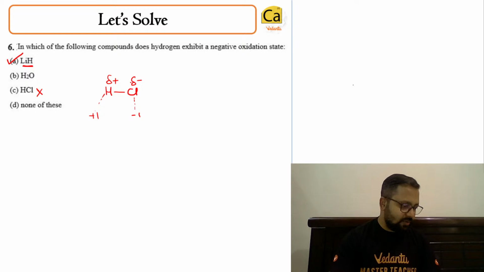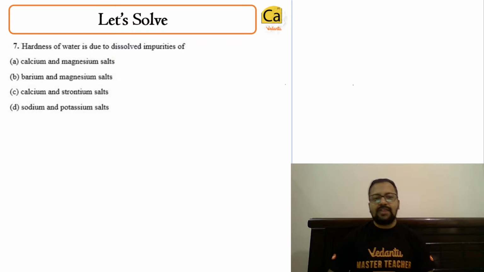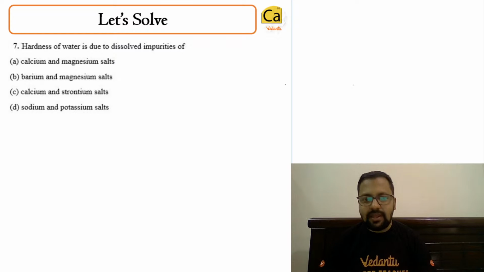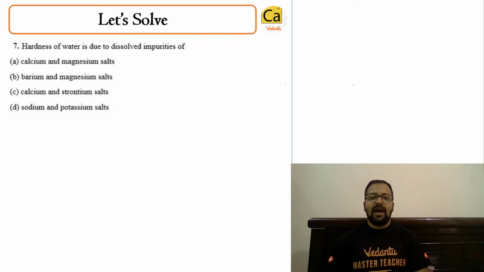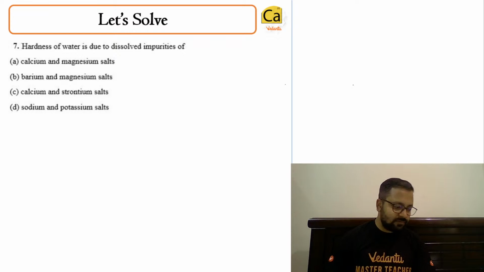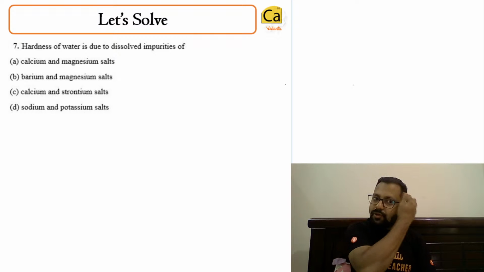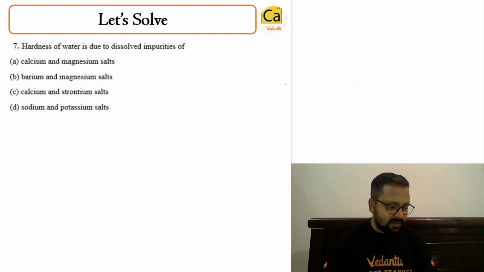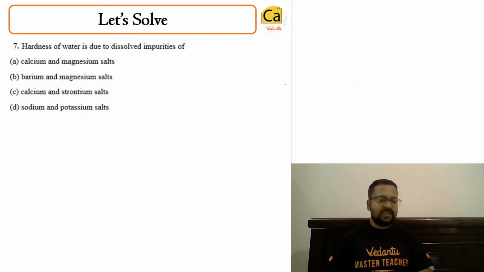Clear? Chalo. Let's move on to the next question. Hardness of water is due to dissolved impurities of. Yes, correct, Parth. Hardness of water is due to the dissolved impurities of. What is the right answer? Seventh question.